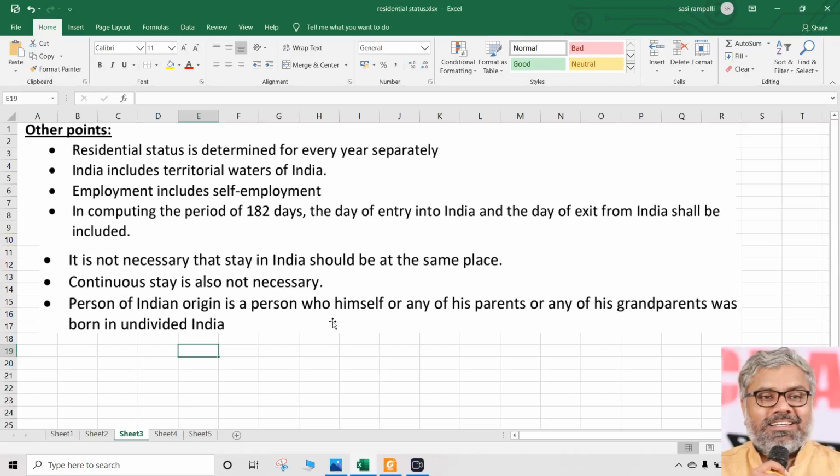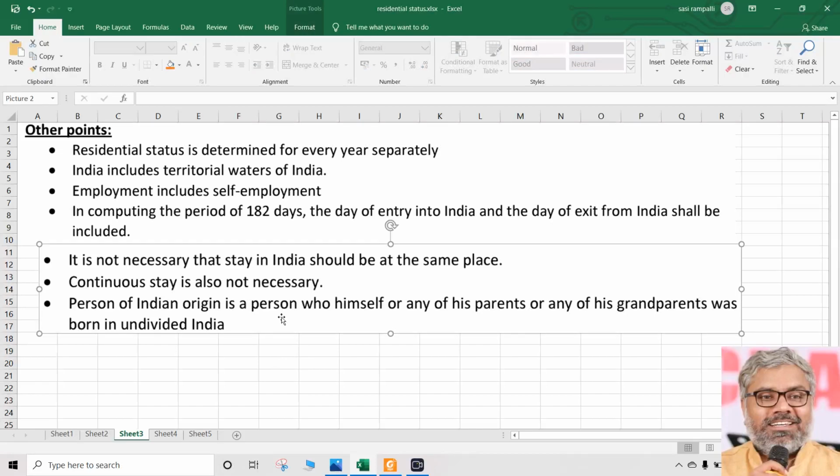Again, already some people started imagining person of Indian origin is as good as Indian citizen. They will also have some rights. Absolutely don't do that. As I told earlier, we cannot imagine things according to our whims and fancies. What we are knowing is, who is a person of Indian origin. That's all. Nothing more than that.